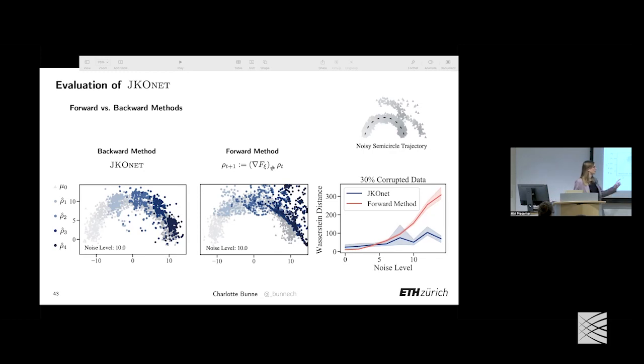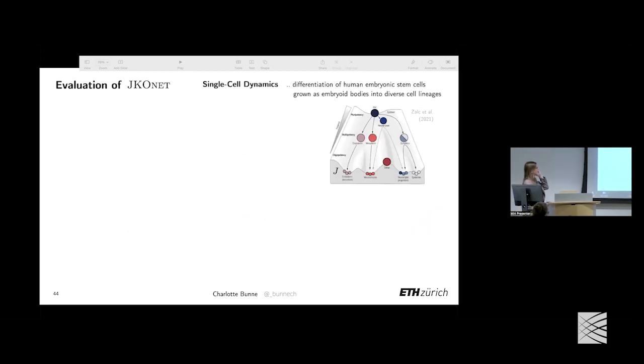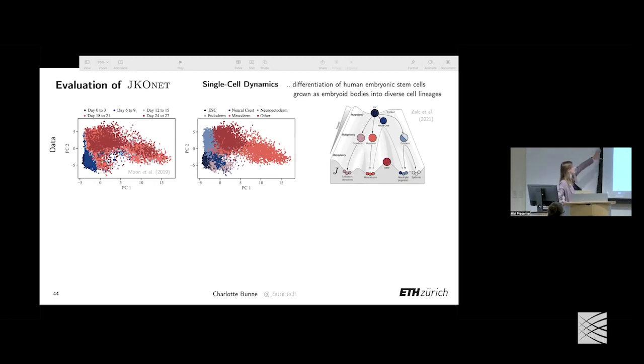This is in particular dominant if I'm increasing the noise level; the forward method is really dominant. This is only a small experiment because this method was more technical, but here we have a data set where we have embryonic stem cells which are developing over time into different lineages like mesoderm, endoderm, ectoderm. And we have different days. Here, just the two principal components for visualization.